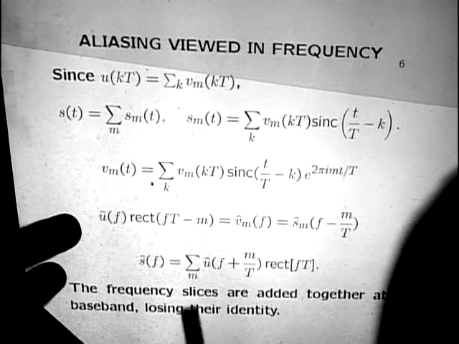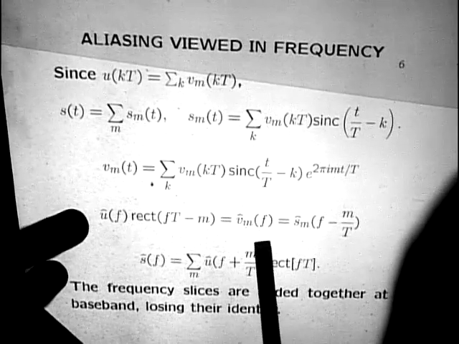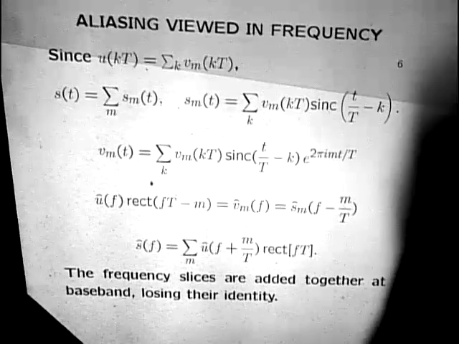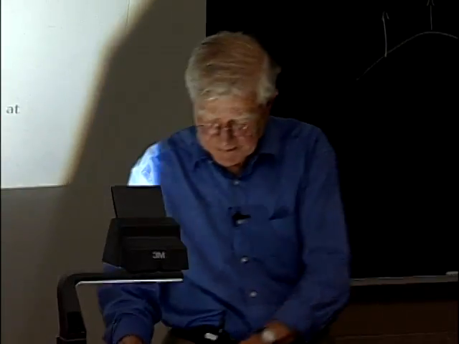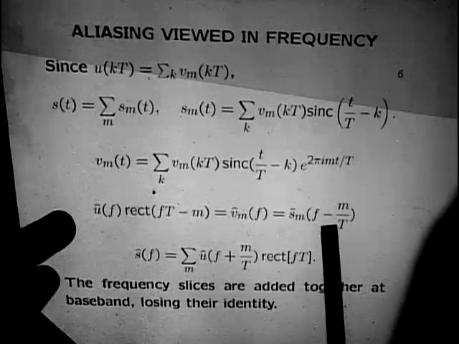And we already know that V sub m of f is the mth frequency band in u of t. So in fact, it's u of f truncated to the mth frequency band. That's what this says. So u hat of f rect(fT minus m) is just equal to this term here.